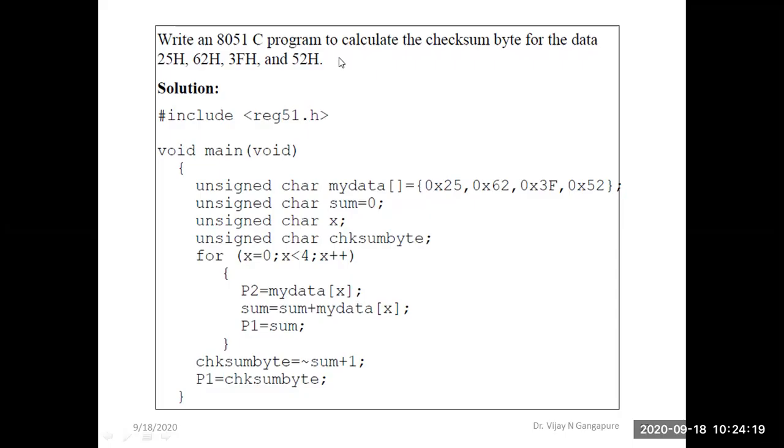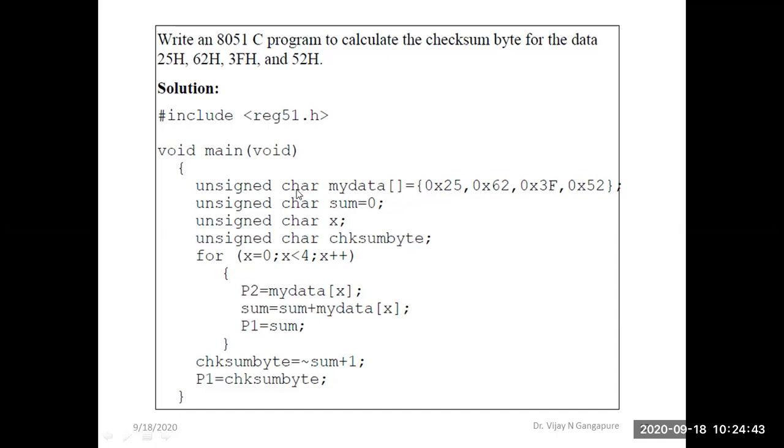Now, how to calculate that checksum byte? For that, a program is written here. As usual we are including reg51.h, and this is a main function, the only function in your program. The first statement is a declaration statement: unsigned char mydata[].